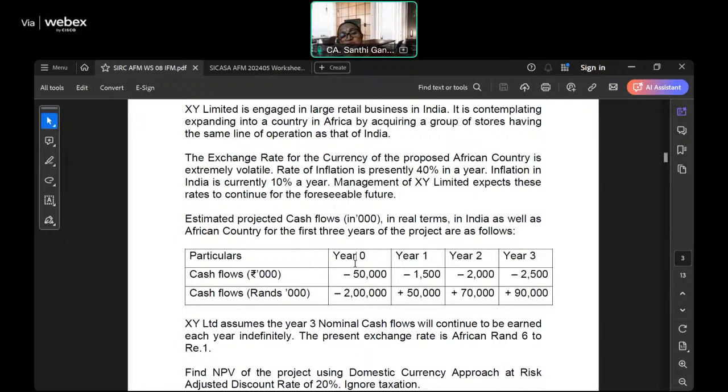XY Limited assumes the year 3 nominal cash flow will continue to be earned each year indefinitely. The present exchange rate is African Rand 6 is equal to rupee 1. Find NPV using domestic currency approach, risk-adjusted discount rate. As always, I'll give you a couple of minutes, then we can let the problem sink in, then we can discuss the answer.